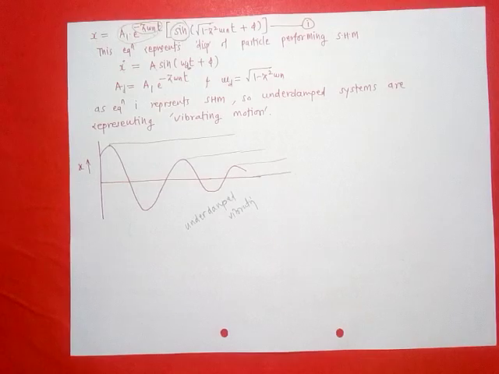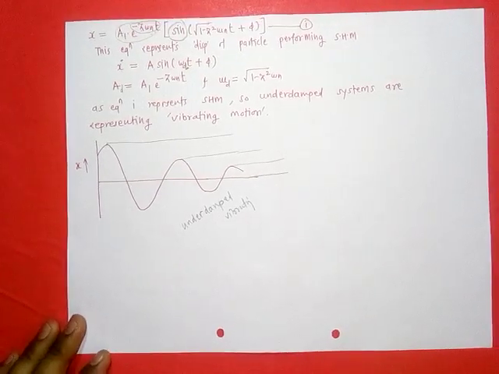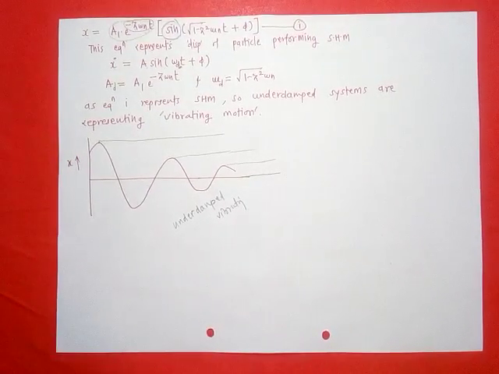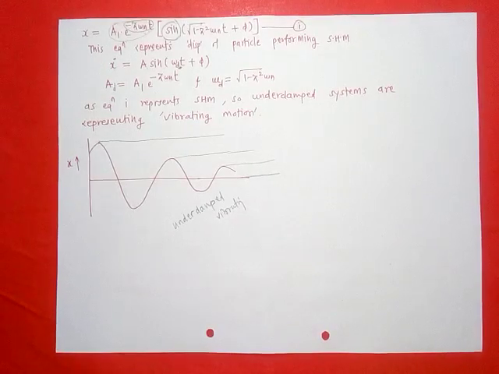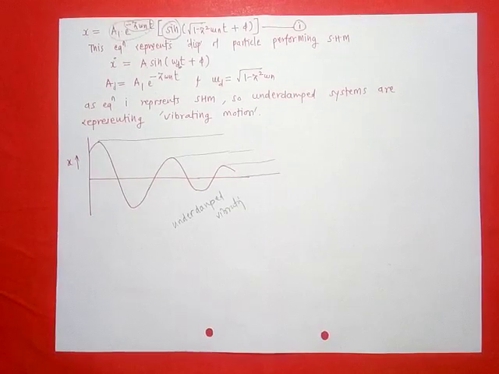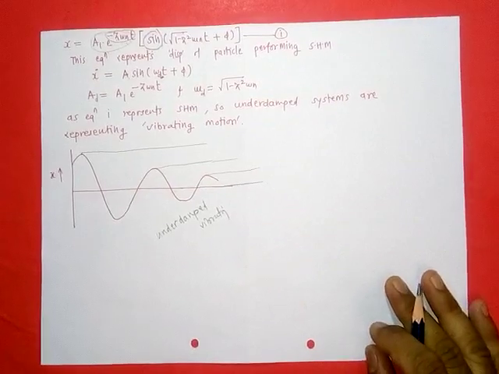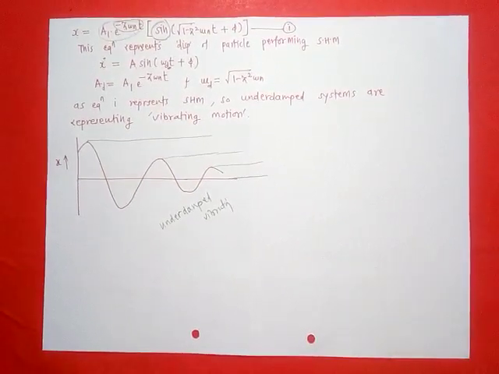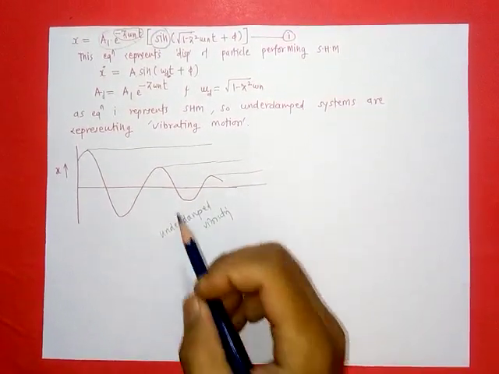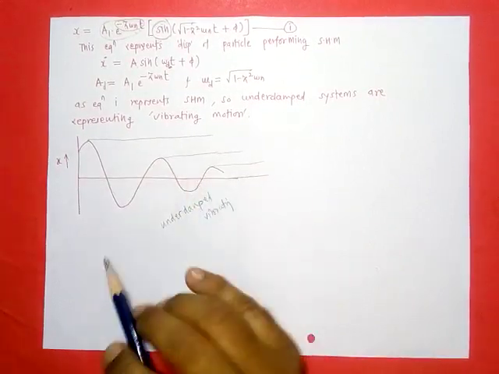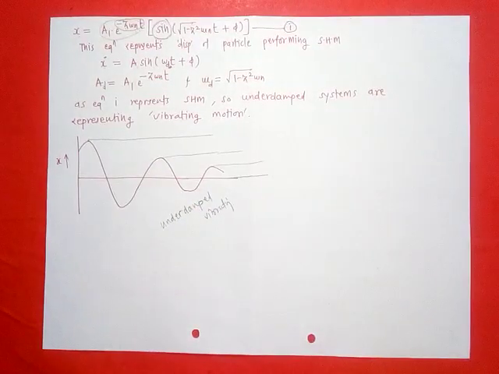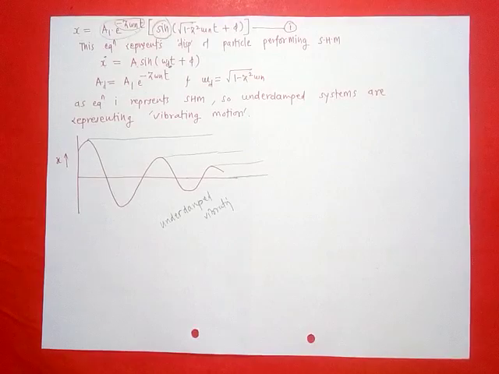So this is about underdamped vibrating systems. In the previous lecture and this lecture we have seen different damped systems, that is overdamped system, critically damped system, and underdamped system, out of which only the underdamped system is a vibrating system because it crosses the mean position, while the overdamped and critically damped systems are not actually vibrating systems because they do not cross the equilibrium position.